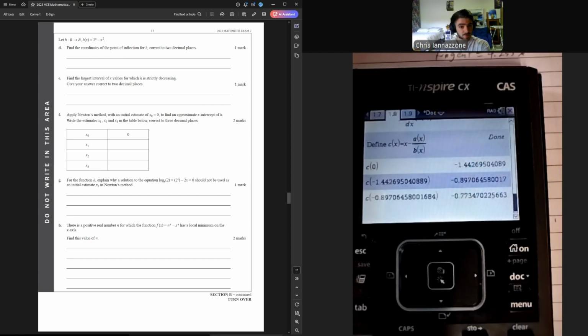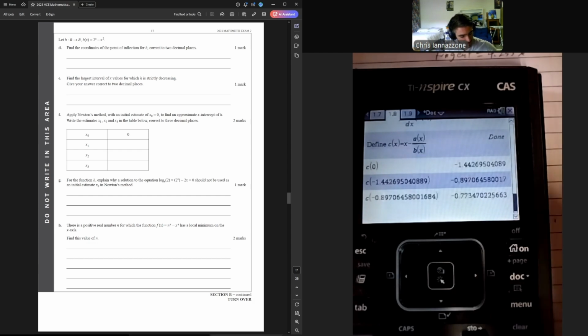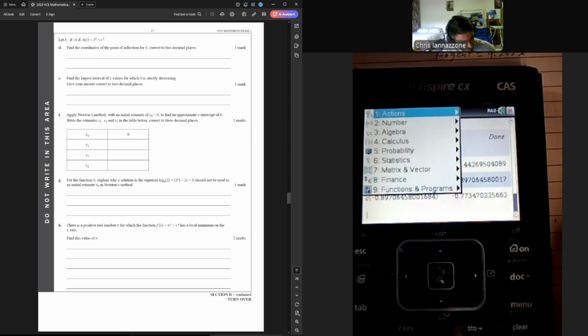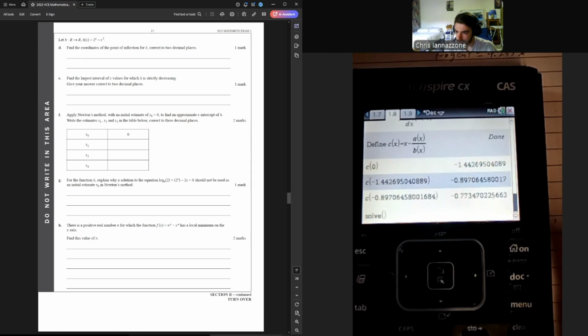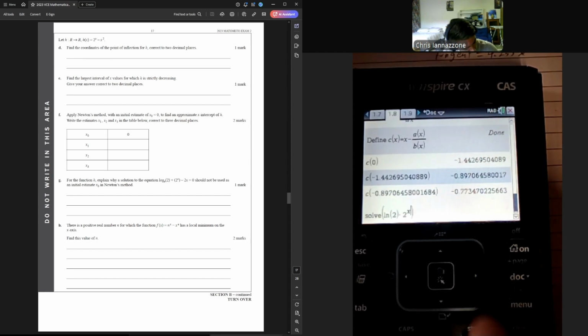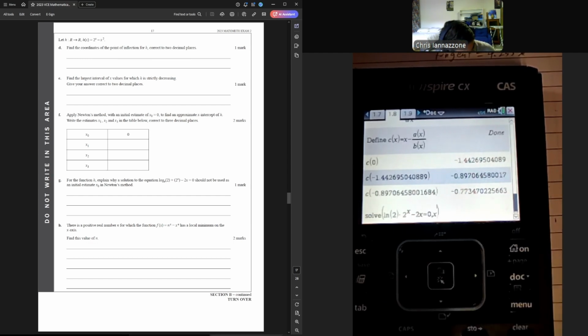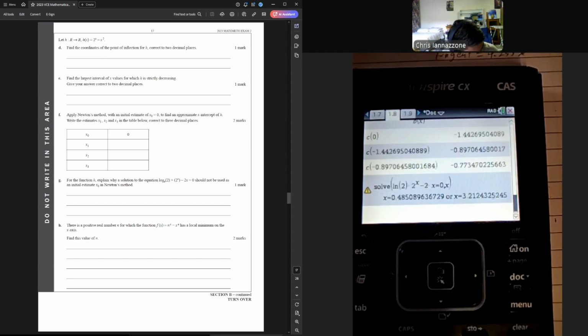Alright, part G is a bit of an interesting question. It actually requires you to understand how Newton's method works. So it asks us to explain why we would not use a solution to that equation equaling 0 as our initial estimate. Well, to figure out why that might be an issue, let's see what those solutions actually are. So if we solve natural log of 2 times 2 to the x minus 2x equals 0, comma x, we get 0.485 and 3.21.